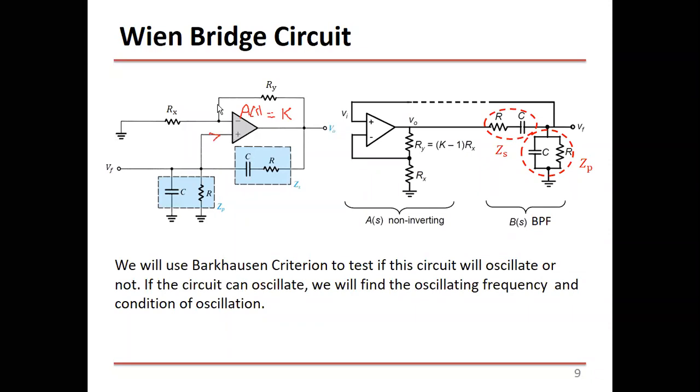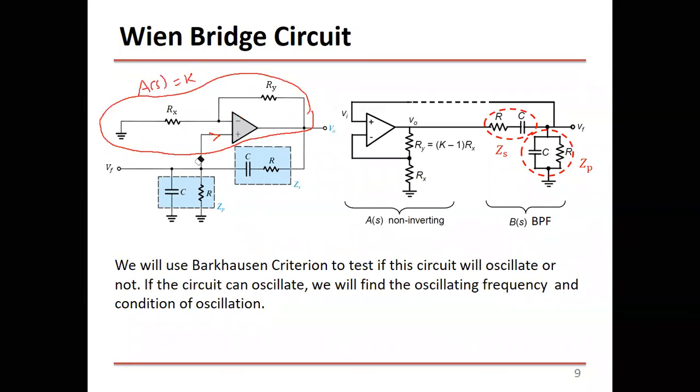So all this is A of S, and it is K. And from this point all the way here, this is the circuit B of S. A of S is just a non-inverting amplifier, and B of S is a selective filter, a band-pass filter.